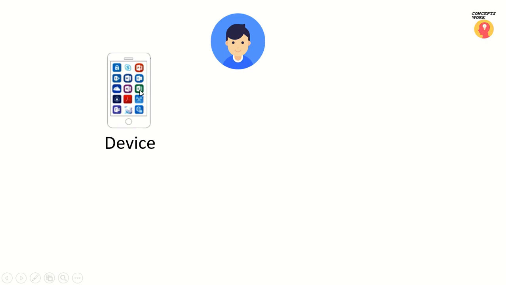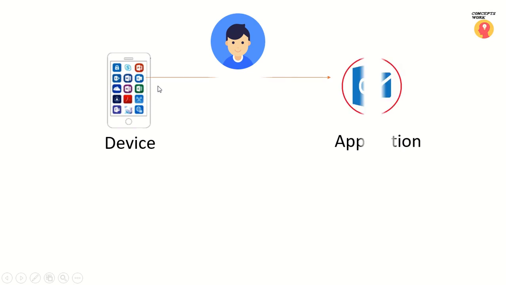In order to access a mailbox, the user might be installing the Outlook application. So now you can think of this as a management that requires handling two different entities. The very first one is the device which your user is going to use, and the second one is the application which your user is going to use. So Microsoft Intune helps you to manage the device as well as the application.